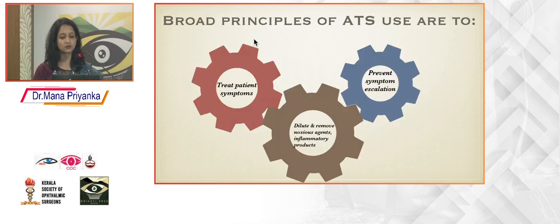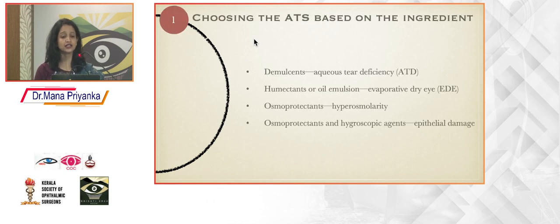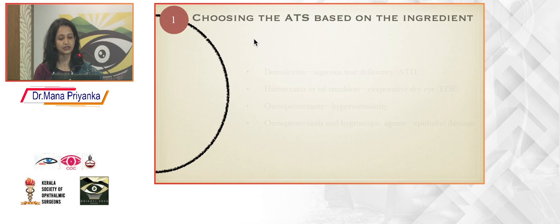The broad principles of ATS use should be: treat the patient's symptoms, avoid symptom escalation, dilute and remove the ocular agents and inflammatory products on the ocular surface. This is achieved by adopting the following strategies to streamline the approach. First, choosing the ATS based on the ingredient. In aqueous tear deficiency, the viscosity enhancing agents are used. Humectants or oil emulsions in the evaporative dry eye. Osmoprotectants when there is hyperosmolarity. Osmoprotectants and hygroscopic agents when there is an epithelial damage.